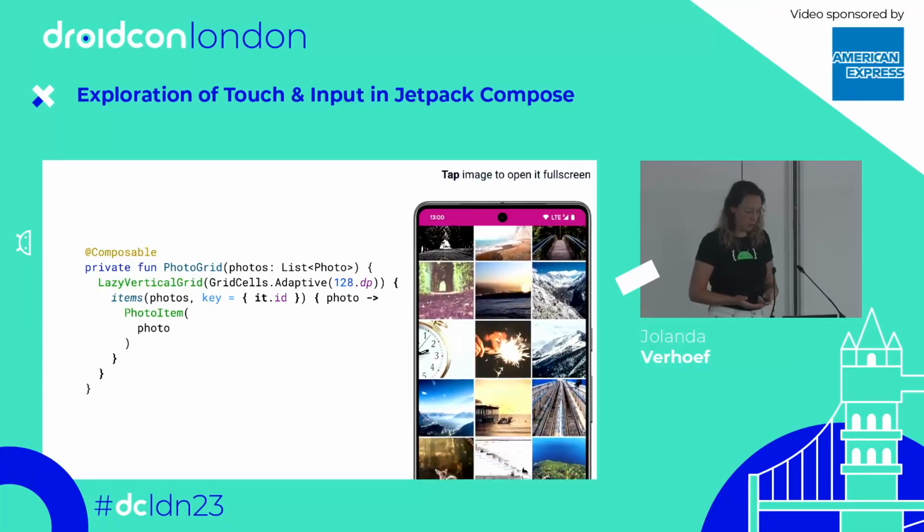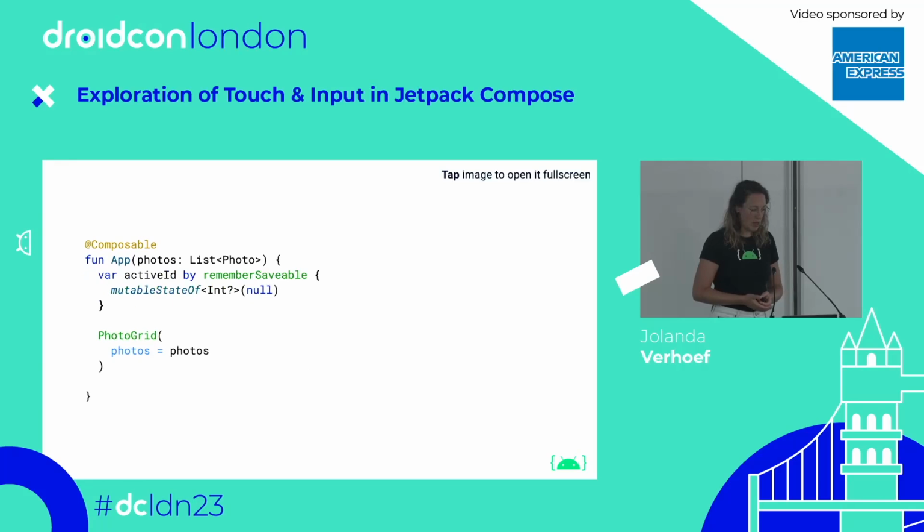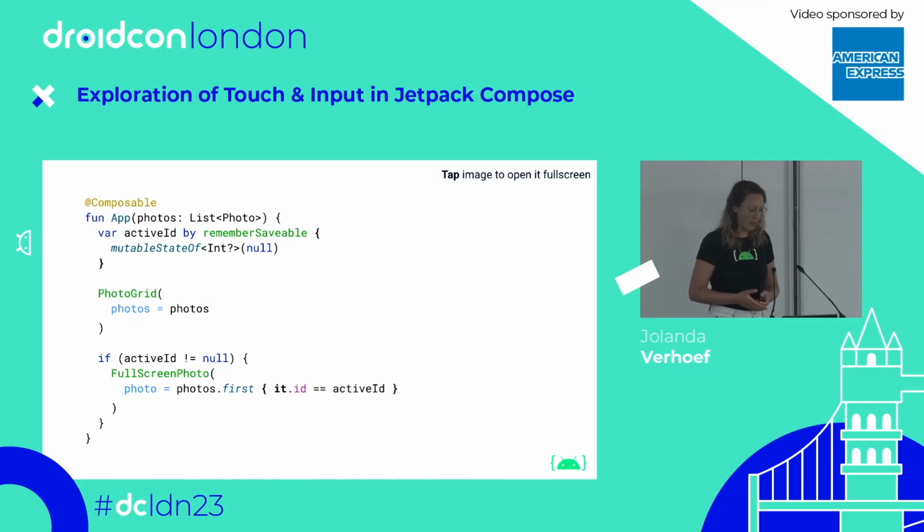Clicking one of the photos should open it in full screen mode. We first wrap our photo grid in a top level app composable, and then we add some state. We keep track of the photo ID that should currently be showing full screen. So when you start the app, this should be null because no photo has been selected yet. If this active ID is not null, that is, a photo has been clicked, we show the full screen photo. We look up the photo that belongs to this identifier and we pass it to the full screen photo composable that will be responsible for showing that full screen photo.